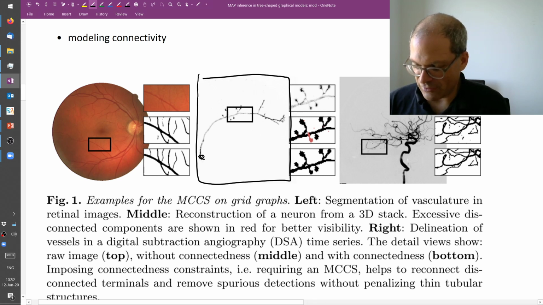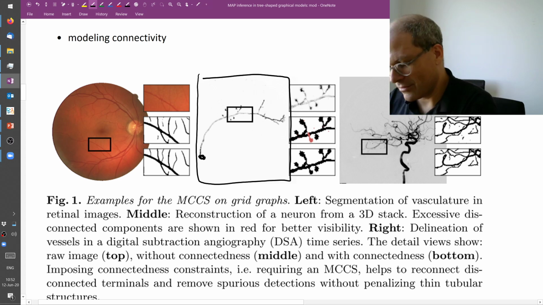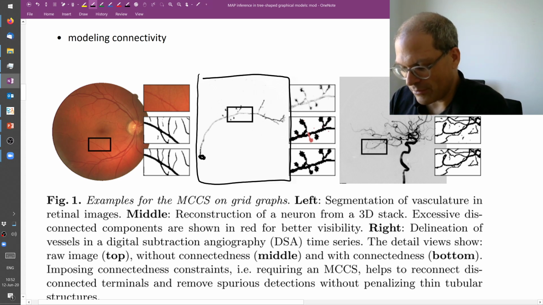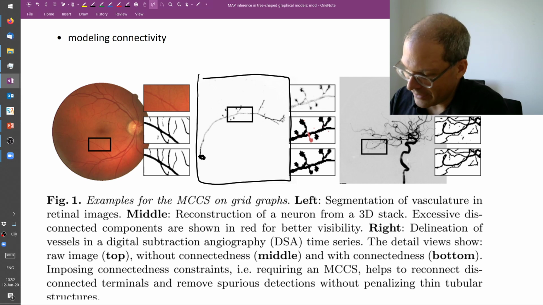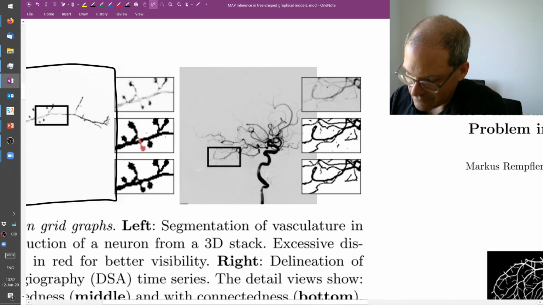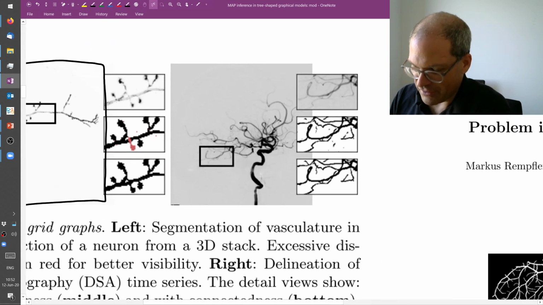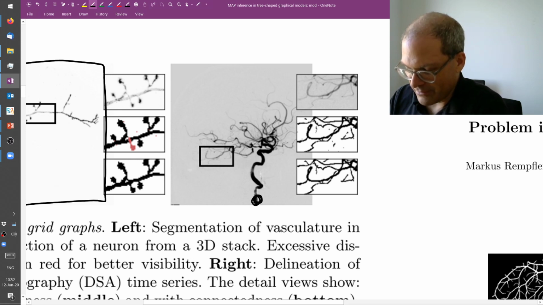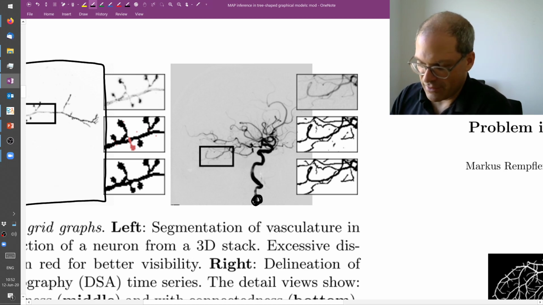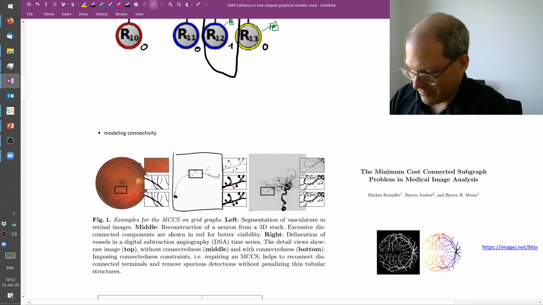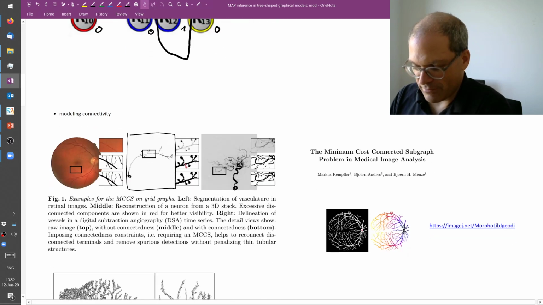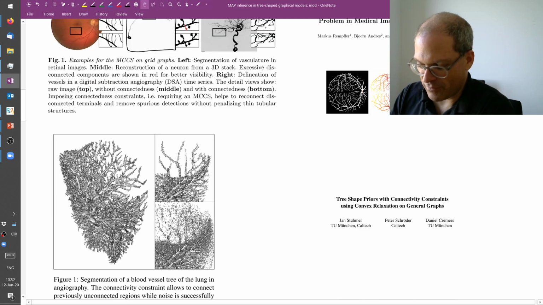Or this was, I think, an image from a neuron. You can again say, let's put a root here. And if you do pixel-wise segmentation, well, if you use the tree-shaped prior, you get a more accurate result. I think the computation was in 3D. And another problem here from angiography, I believe. Again, the tree-shaped prior, you say my root is here, and then the result without or with a tree prior. So it's a very versatile way of modeling, I believe.